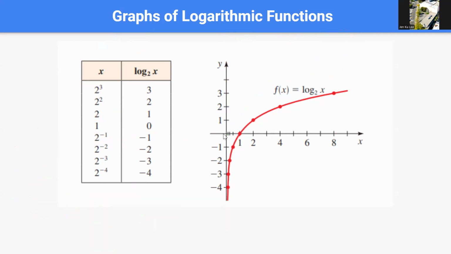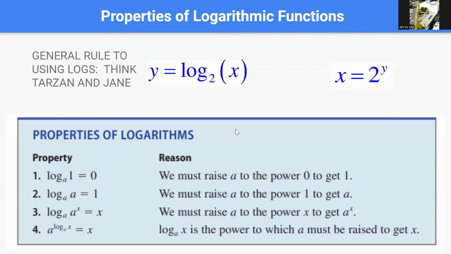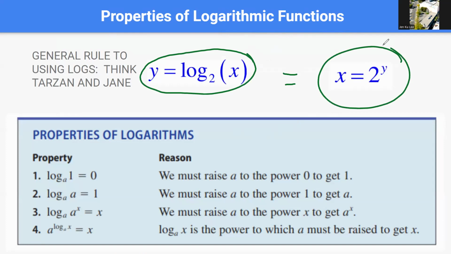All right. So here is some general rules, right? The properties of logs, and I put this up here again, that this does equal this. Okay? So log base A of 1 equals 0 all the time.